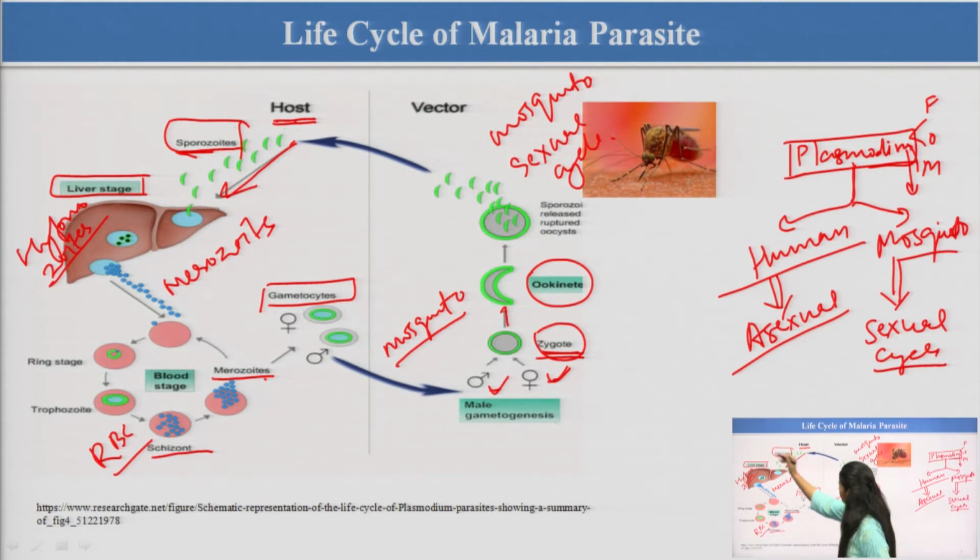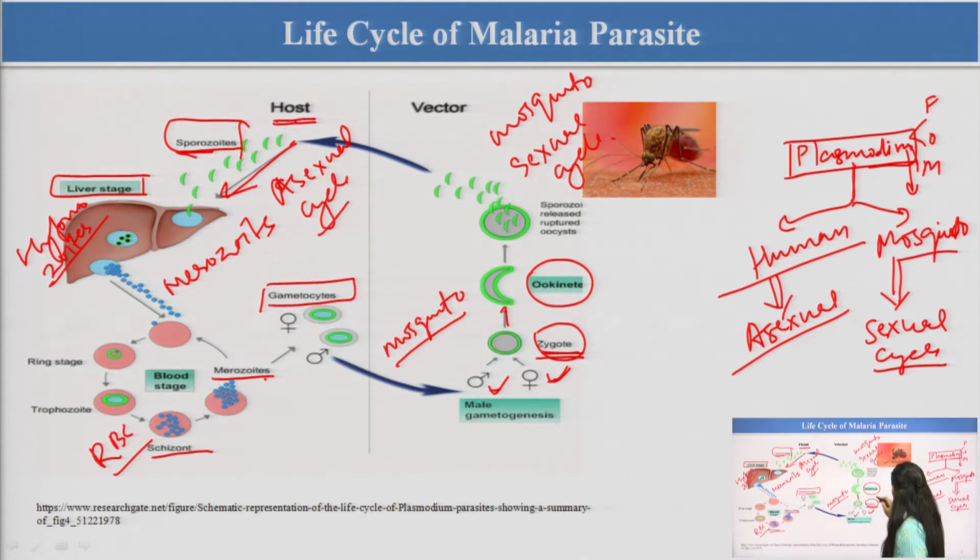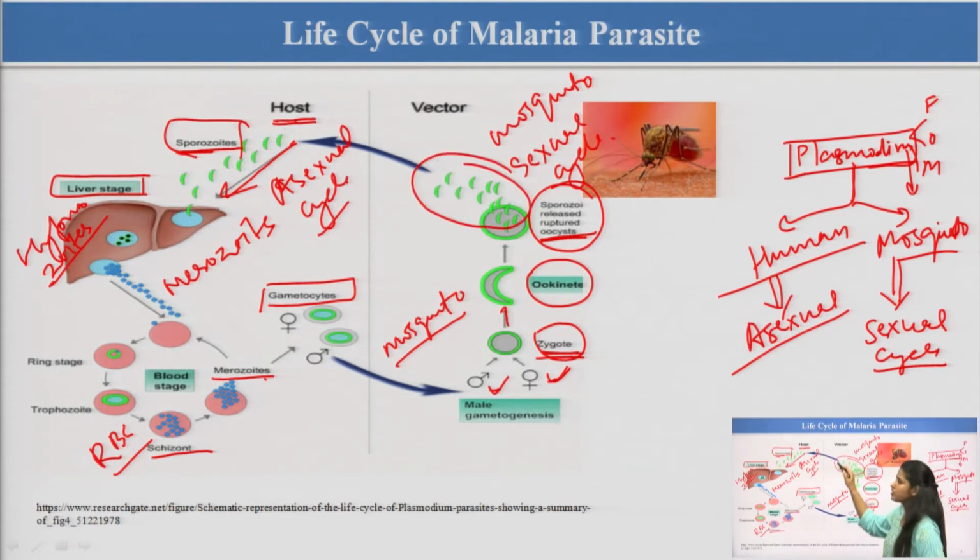This is all in the humans, this is the asexual cycle. So, see here the ookinete is formed, and they are forming the sporozoite released from the ruptured oocyst. These oocysts are liberating many of these sporozoites, and these sporozoites are present in the saliva of the mosquito. Whenever the mosquito will again bite the humans, the mosquito will give those sporozoites to the humans, and the cycle will start again.